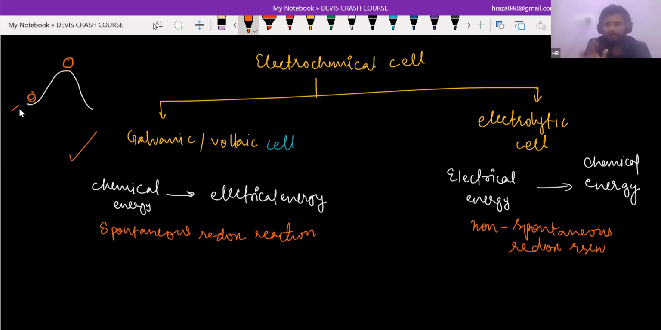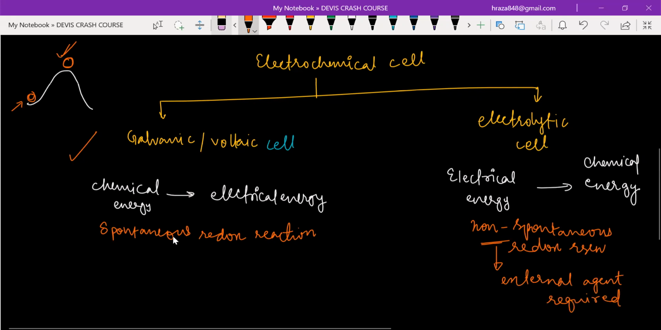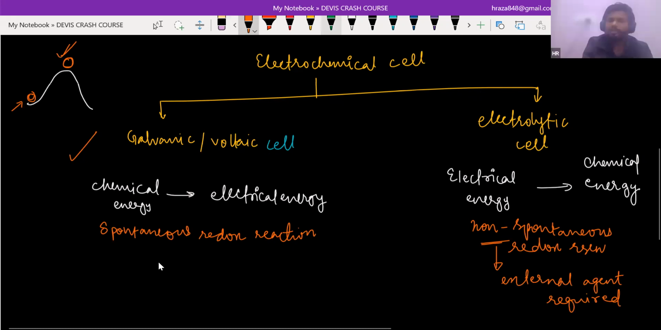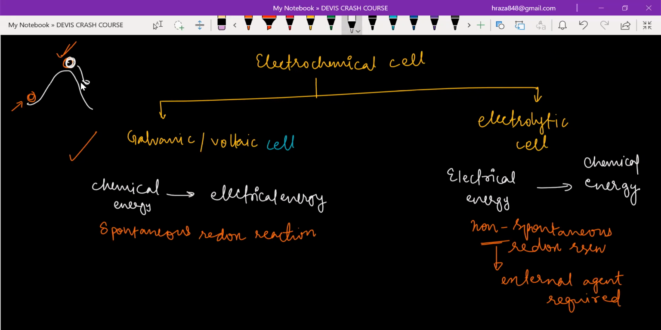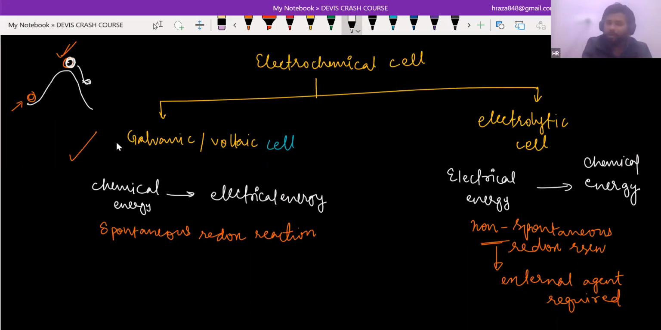So you have to give some external agent, external force or pressure to reach there, right? So non-spontaneous reactions are the ones in which external agents are required, like temperature and pressure. And a spontaneous reaction is the one which occurs on its own, like if you just push the ball here, it will go. On its own, there will be no need of any external agent. That is known as a spontaneous reaction.